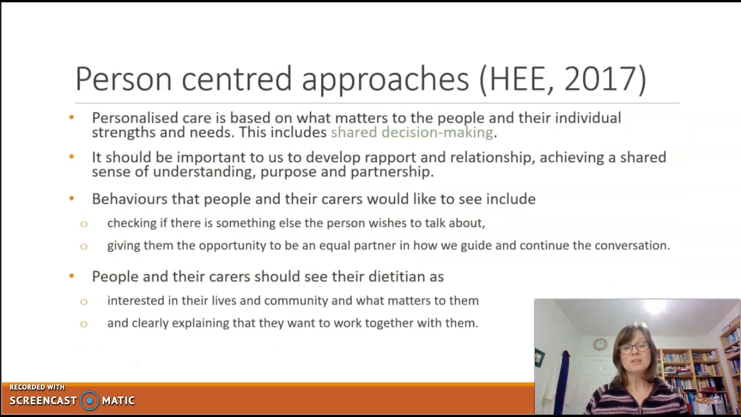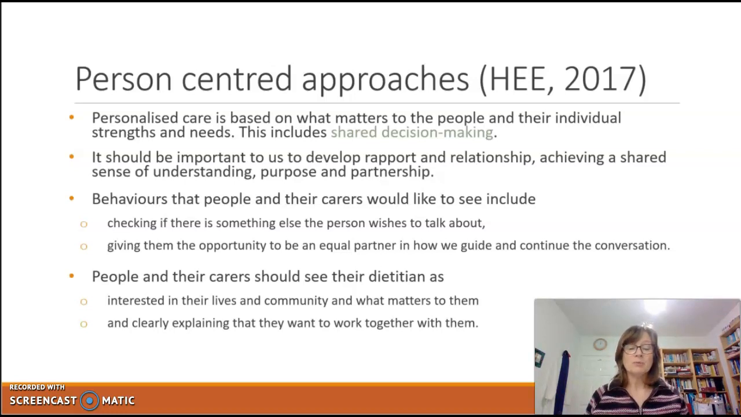And just that reminder, one of you, I can't remember who, looked at person-centered approaches, and we discussed that briefly last term. And just this reminder that we're looking at personalised care, what matters to that individual, and what works with their strengths and needs. And that includes this whole idea of shared decision-making and a shared agenda. We've got to develop the rapport and the relationship, get that shared sense of understanding, shared purpose, and working in partnership.